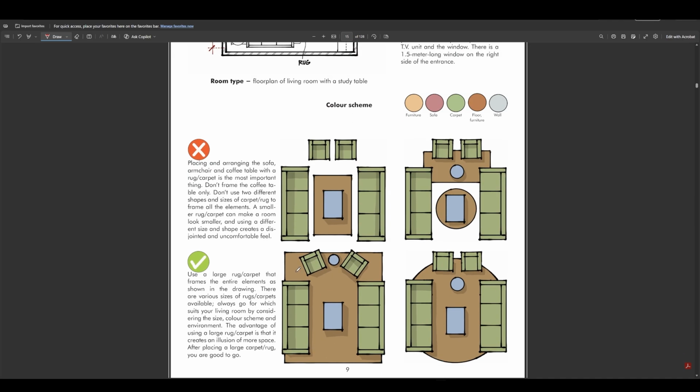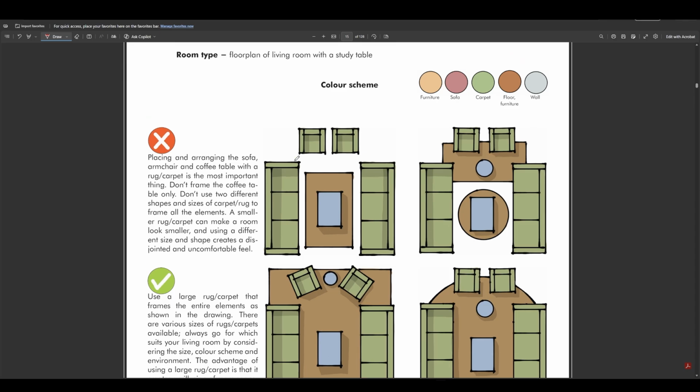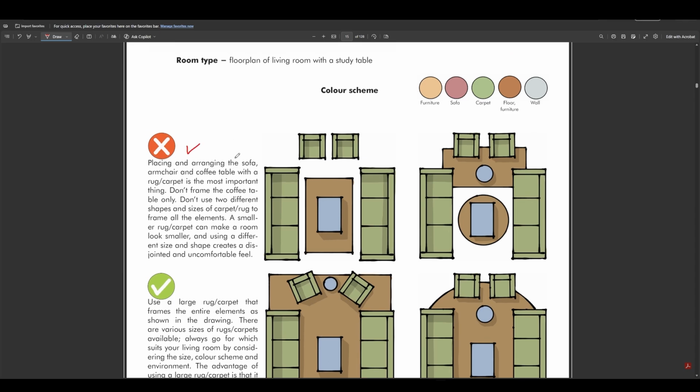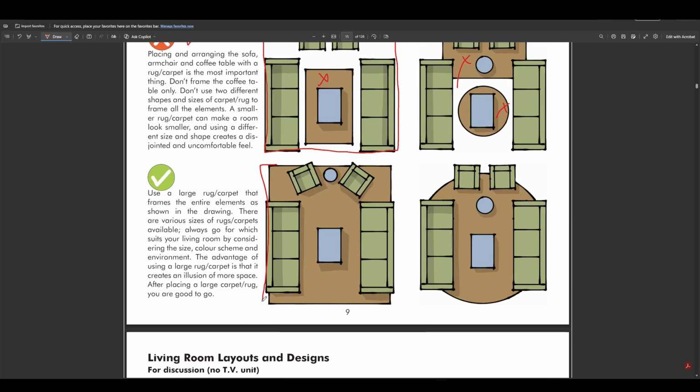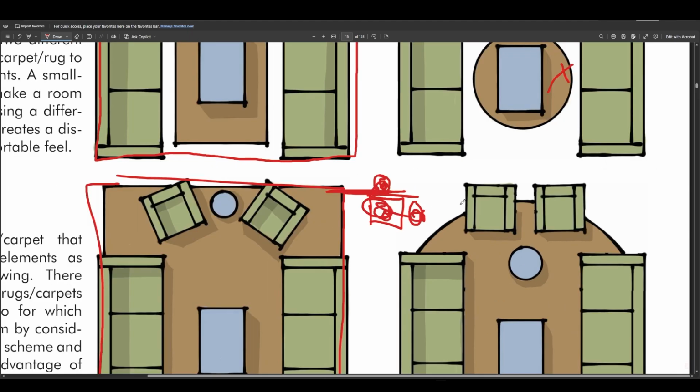Okay. So this is saying that when we are making a layout, we should not use multiple types of carpets. We should use a single carpet. Because if we are placing one carpet here, one carpet here, one carpet here, then these are all individual units. So this is making a negative space, not a good space here.